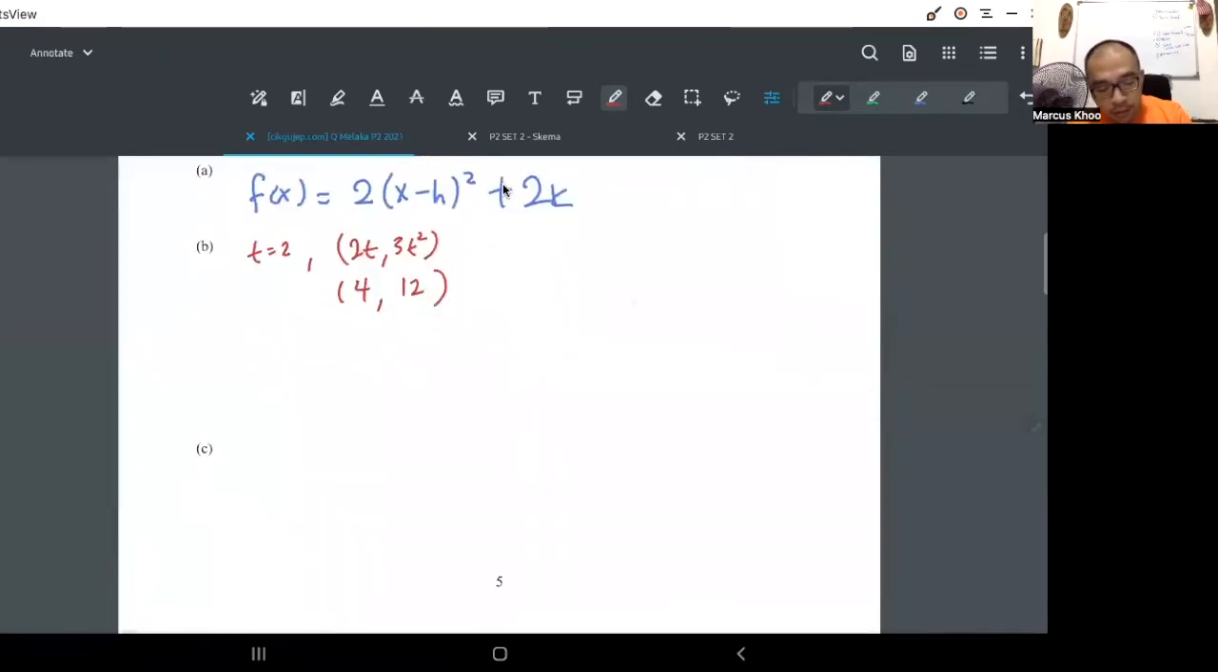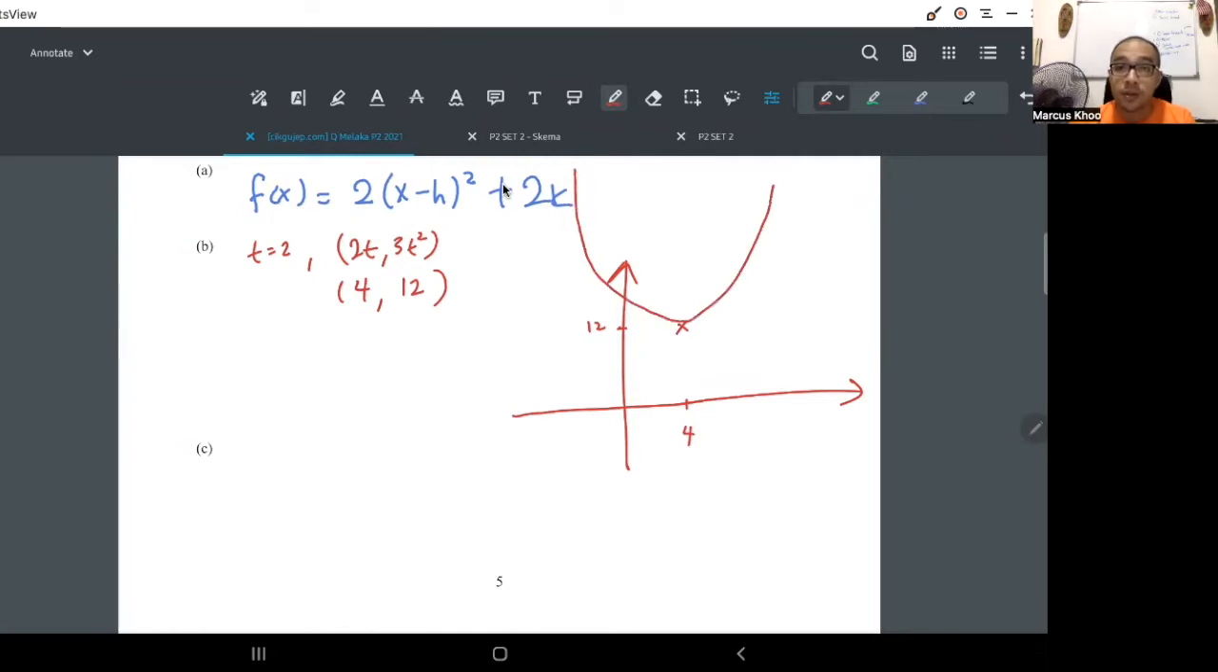So that's the first one. And this is just a sketch, so it is very easy. 4 and 12. Here is 4, and I put 12 here, so I know that it is here, and it is a minimum graph. So it will most likely be something like this. Now, whenever you sketch a graph, you need to show a minimum of 3 points, just to make sure that you have this correct.